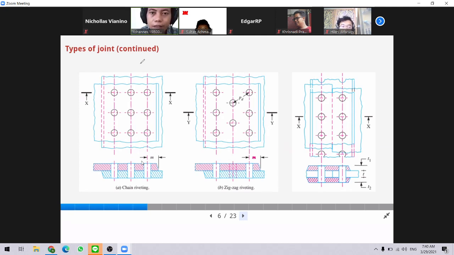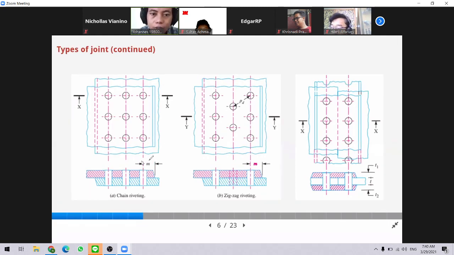And in this slide, another notation is shown. Here we have M. We have M, which describes the minimum distance from the center of the first rivet in the row to the edge of the plate. And it has a minimum distance. It must not be smaller or less than 1.5 times the diameter of the rivet.